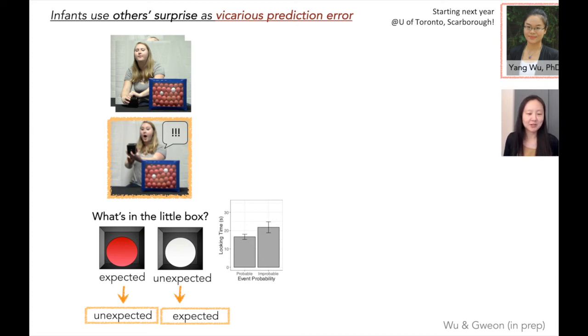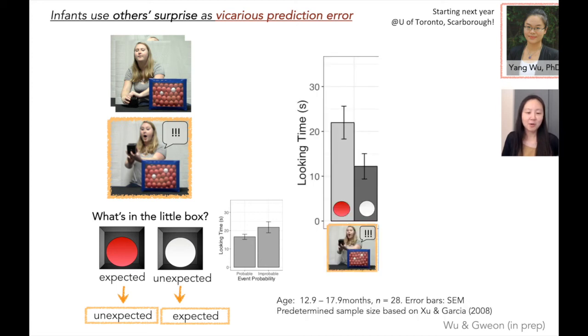So by using this person's surprise as information, what you can do is to revise your expectation about what is inside the black box. Now, the unexpected outcome becomes the expected outcome, and expected outcome becomes the unexpected outcome. So what we were trying to do is to see whether we can reverse the pattern of infants' looking time by using emotion, by providing this surprise expression. What we have shown is that's exactly the case.